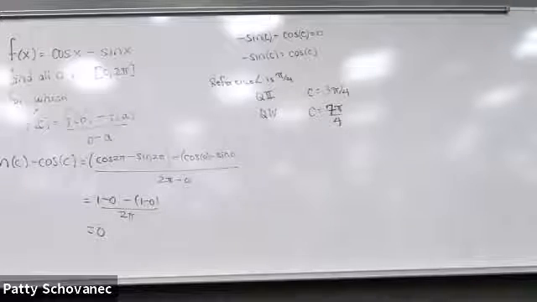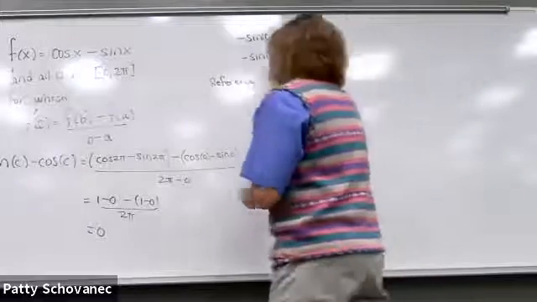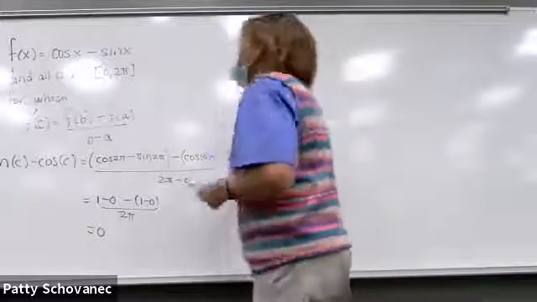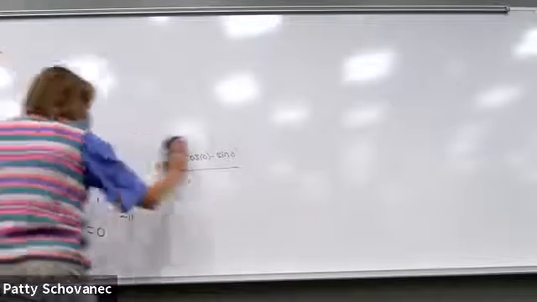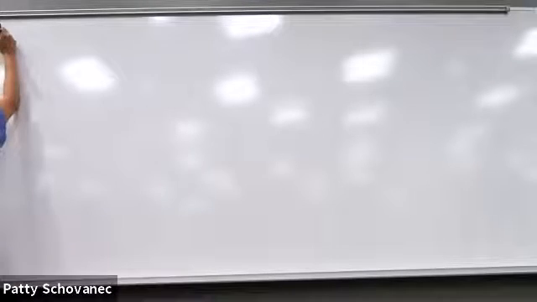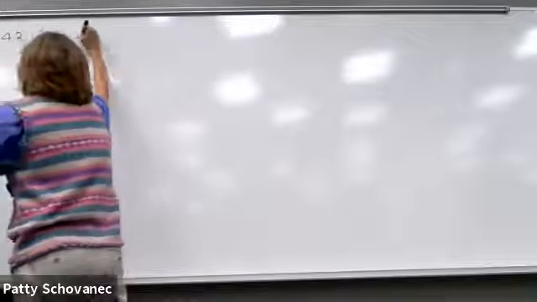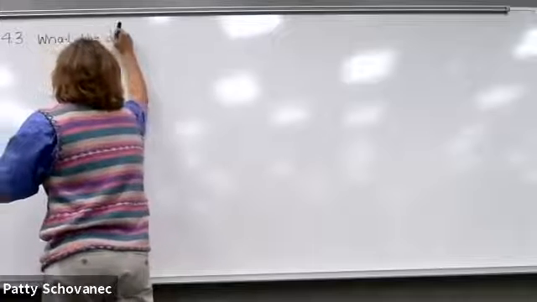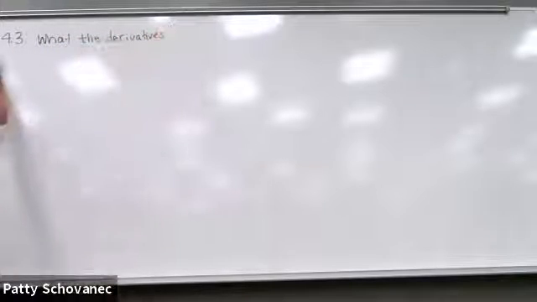So let's rub that off. Everything about the shape of a graph, almost everything, can be determined by looking at the first and the second derivative of a function. So section 4.3: what the derivatives tell us about the graph of a function.